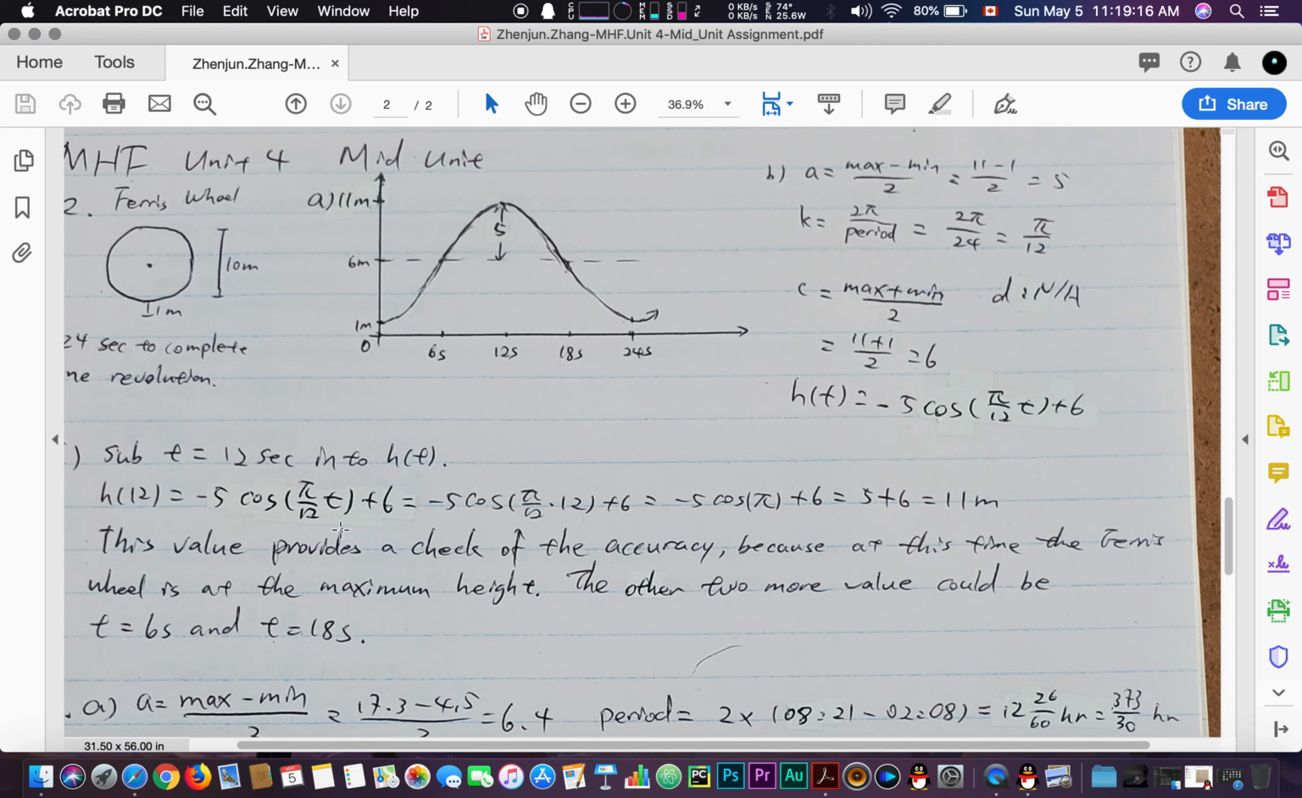T at 6 seconds, because look at that, it's right at the center here. So at 0 seconds it's here, and at 6 seconds it's right here, and at 18 seconds it's right here. So it's right at the middle point of the Ferris wheel. Yeah. And then we move on to question number 3.